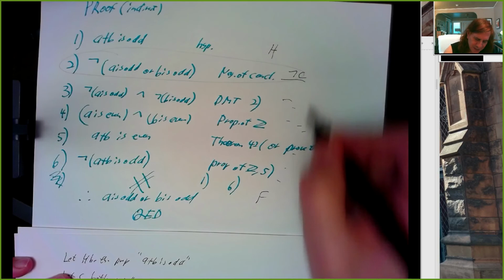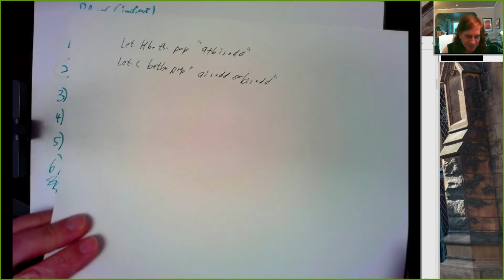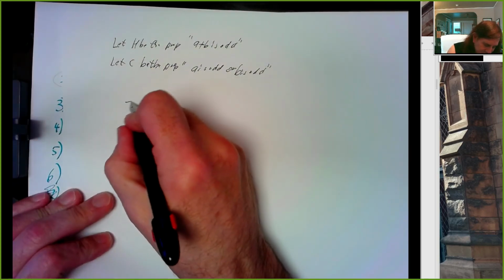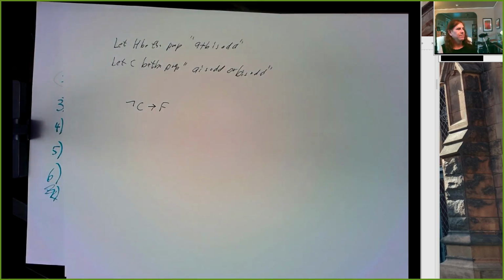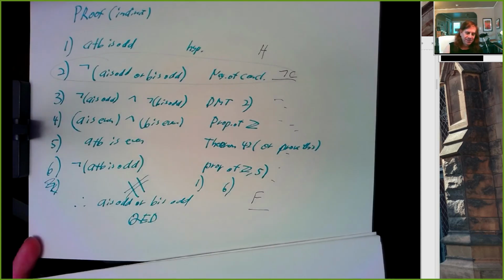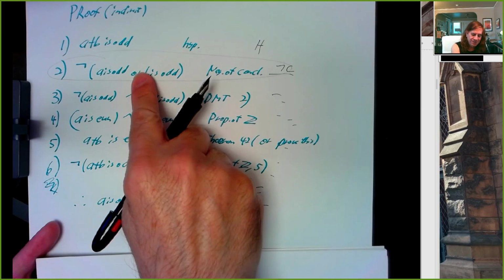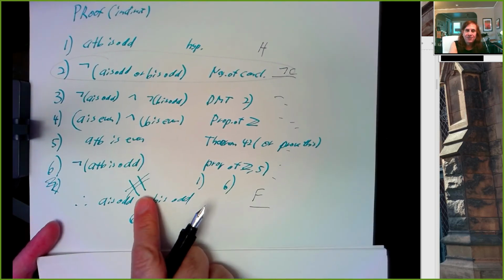So by assuming not C, we were able to prove false. So what have we actually proven? We've proven that not C implies false. That's really what this is a proof of. This is a proof that the negation of the conclusion implies false.